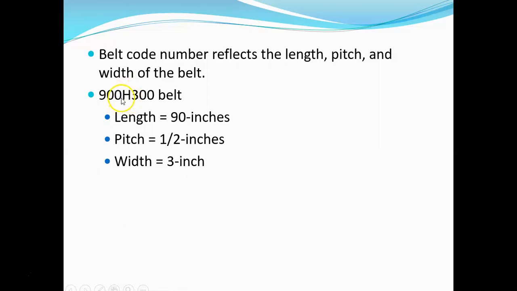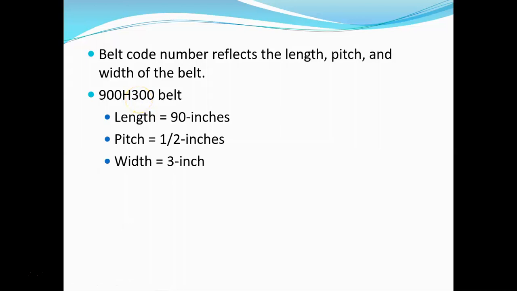And you have H. This is going to be your pitch code. We're not really worried about that. That's a standard, industry standard size. Just know that that H is representing the pitch. And then your 300 is going to be your width. Again, there's a hidden decimal place, but this is at the 100th place. So these 2 zeros are to the right of the decimal place. So the width of the belt is going to be 3 inches.